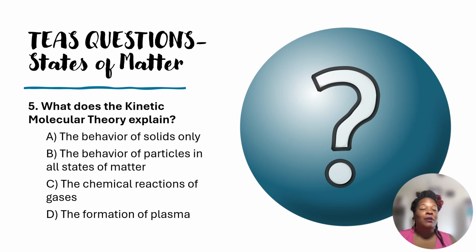What does the kinetic molecular theory explain? A, the behavior of solids only. B, the behavior of particles in all states of matter. C, the chemical reactions of gases. Or D, the formation of plasma.